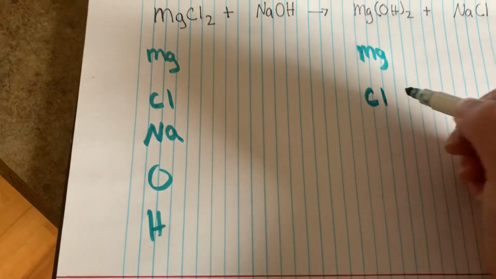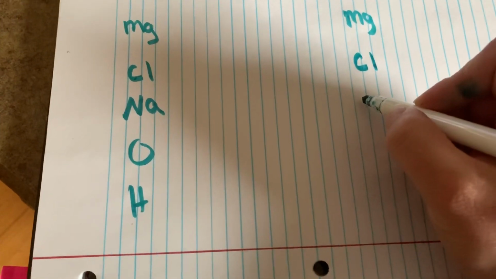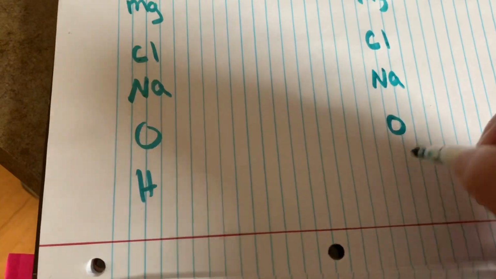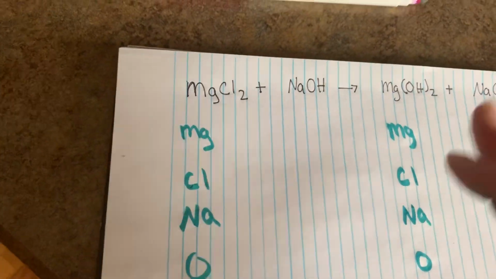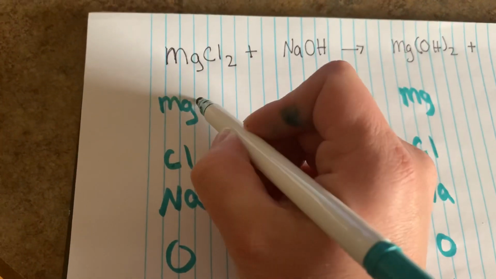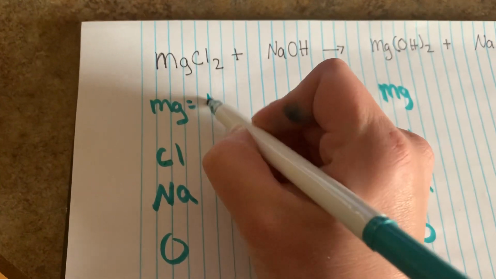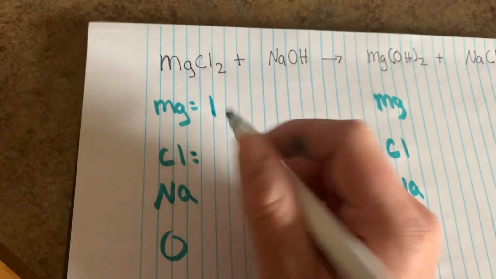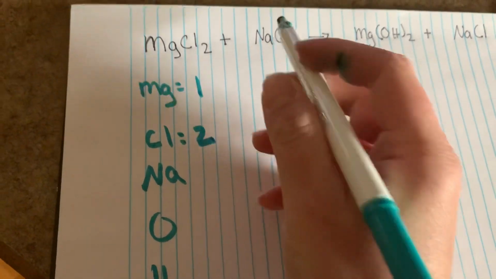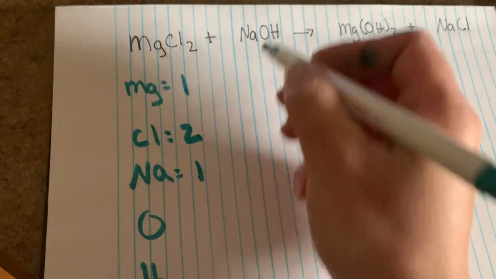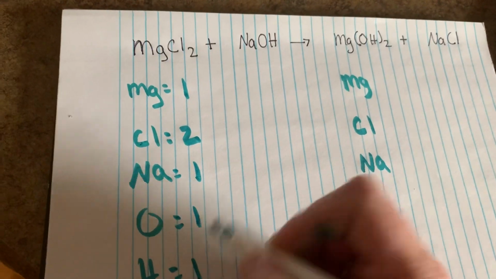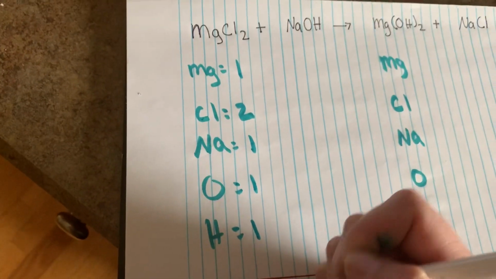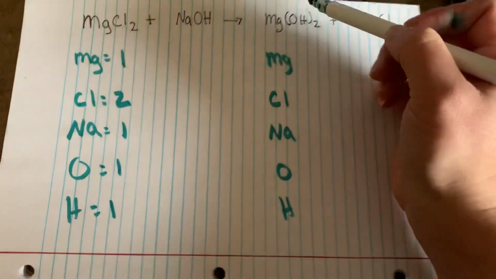Mg, Cl, Na, O, and H. Now I'm going to count how many atoms I see right now in the chemical reaction. Mg, there is 1, Cl, there are 2, Na, there is 1, O is 1, H is 1. That's the reactant side. Now let's look at the product side.